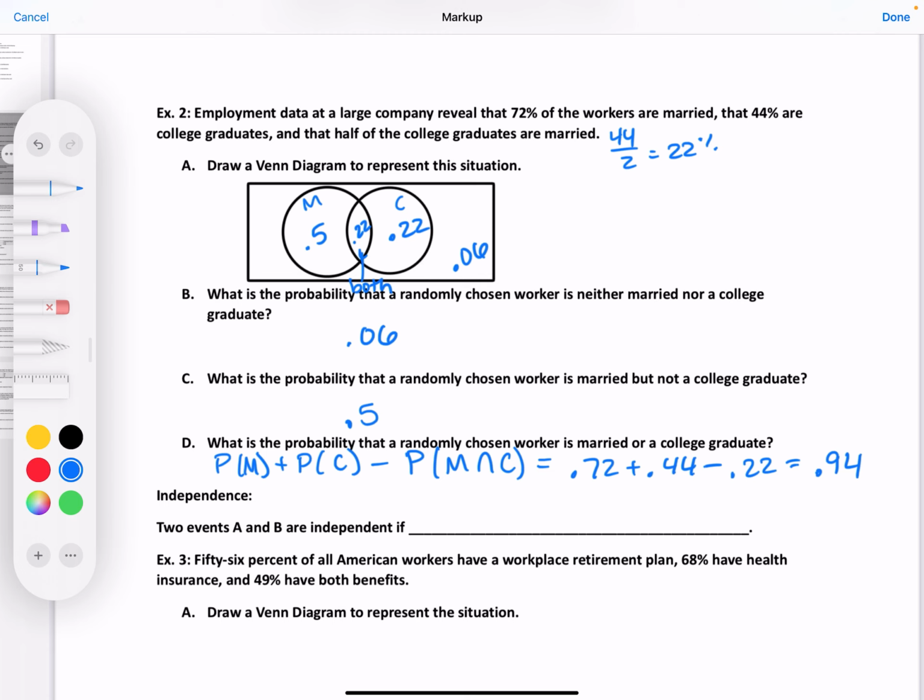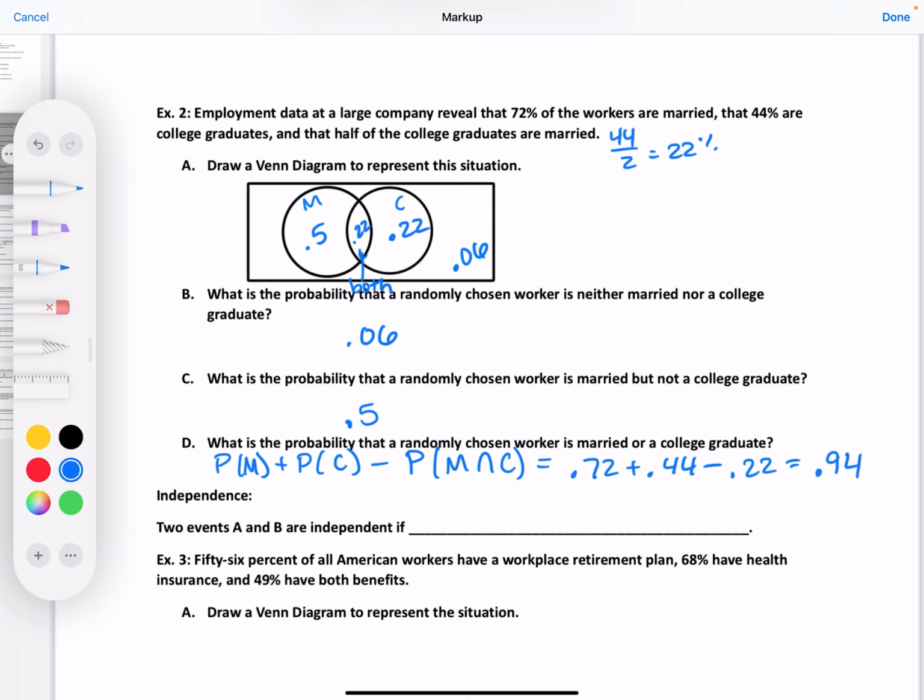But sometimes that gets to be confusing because people are like, oh, well, I have the diagram, so it's just 0.5 plus 0.22 minus 0.22. Well, that's not it. Once you have this already divided, the formula doesn't matter anymore, because the only thing the formula is doing is subtracting off the overlap once, because it would be included twice.